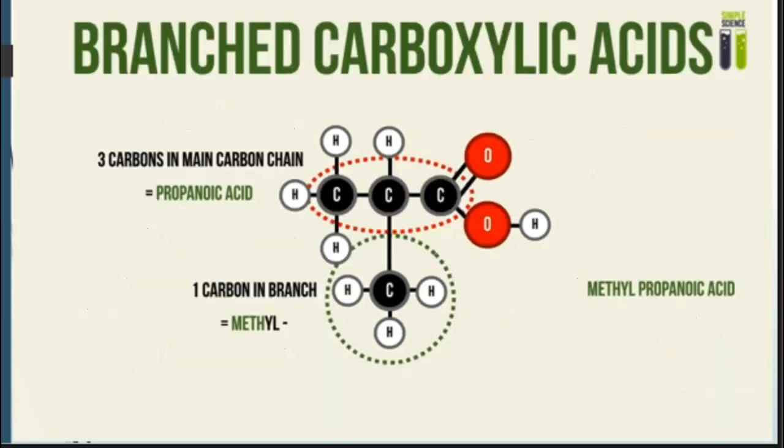And just like any other organic molecule, there are variations of it, such as branches, or multiple branches. In this case, we have a methyl branch attached to a main carbon chain of a propanoic acid molecule. So we have the name of this molecule as methylpropanoic acid.